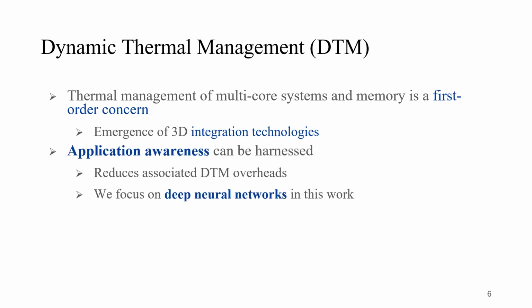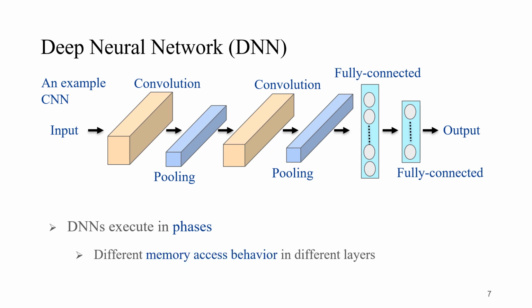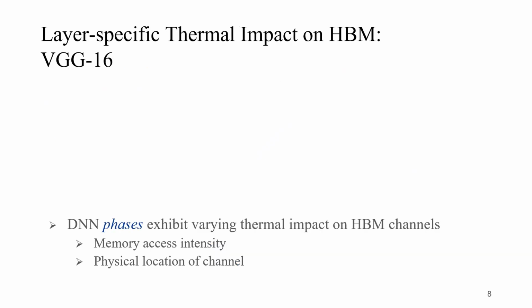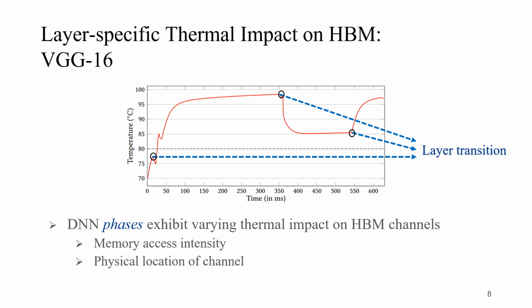We make a case to harness application awareness to reduce associated DTM overheads for deep neural networks. Deep neural networks consist of a series of layers, each representing a phase. DNNs exhibit varying memory access behavior across different layers. Different phases exhibit varying thermal impact on HBM channels. On a layer transition, the peak memory temperature undergoes significant variation.